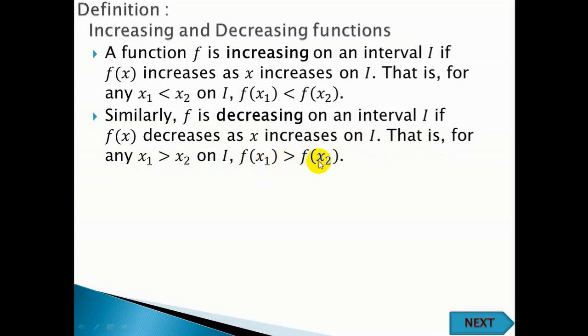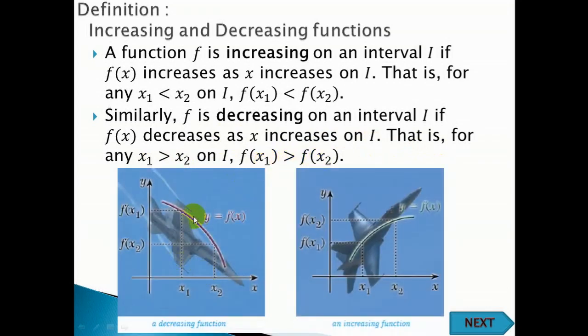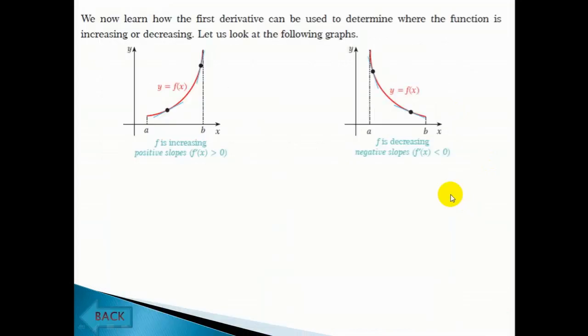So let's see the picture. On the left side, we see x1 is less than x2 and f(x1) is more than f(x2), so this one is a decreasing function. How about the right side? On the right side, x1 is less than x2, and f(x1) is less than f(x2). This one is called increasing. So you should remember.